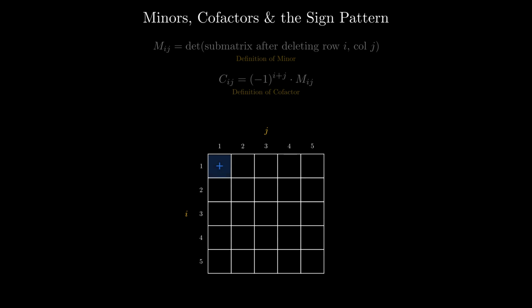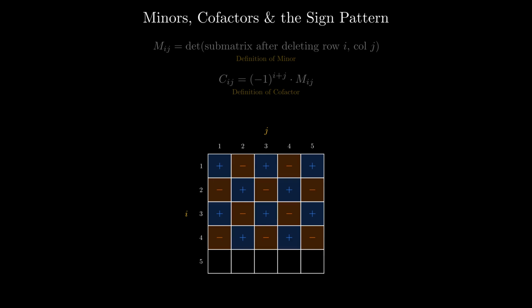Let's see the sign pattern for a 5x5 matrix. At position 1, 1, i plus j equals 2, which is even, so the sign is plus. At position 1, 2, i plus j equals 3, which is odd, so the sign is minus. Continuing across row 1, the signs go plus, minus, plus, minus, plus. Row 2 flips: minus, plus, minus, plus, minus. Row 3 goes back to plus, minus, plus, minus, plus. And this alternation continues down through rows 4 and 5, just like a chessboard.